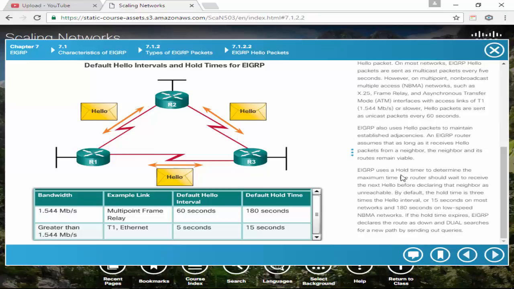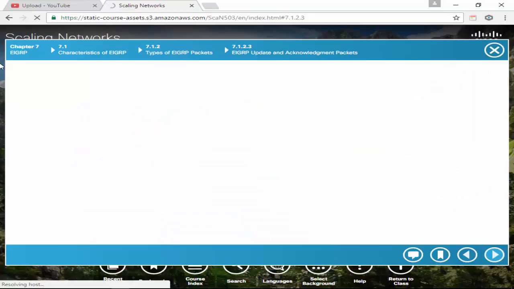What is the hold timer? It is used to determine the maximum time the router should wait to receive the next hello before declaring that neighbor unreachable. Okay, so those hellos are also giving us, basically, the dead timer as well.